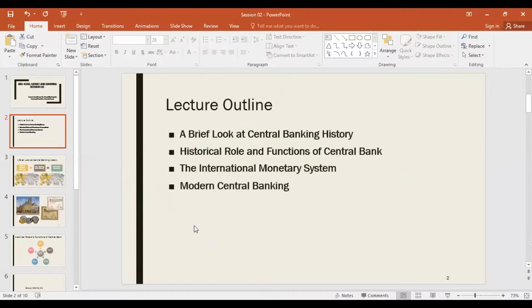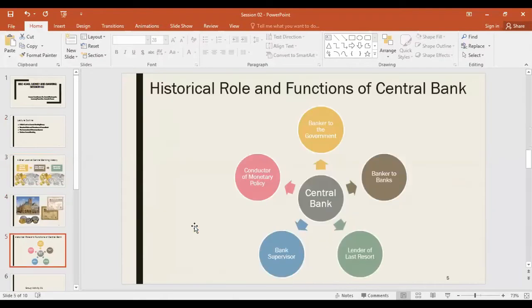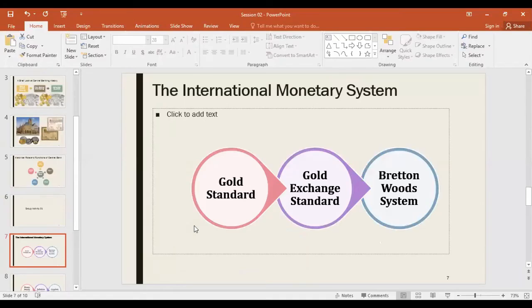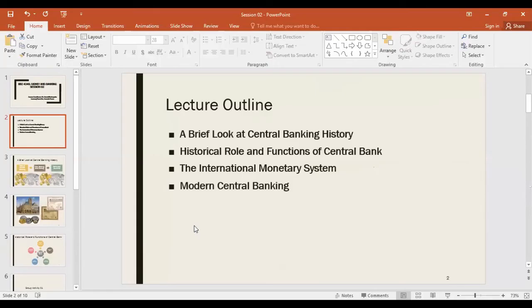So that's all for today's session. Today basically we discussed how central banking history happened in the economy, how the world created the concept of central bank, and we elaborated on the historical roles and functions of central banks, and then we discussed different concepts like the gold standard, gold exchange standard, and Bretton Woods system. And finally, we discussed the similarities and differences of modern central banking.